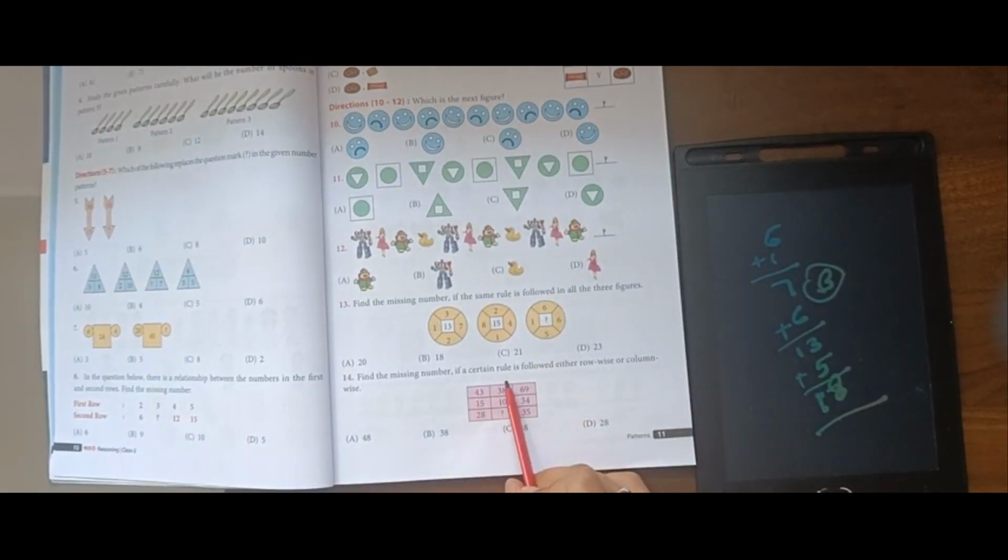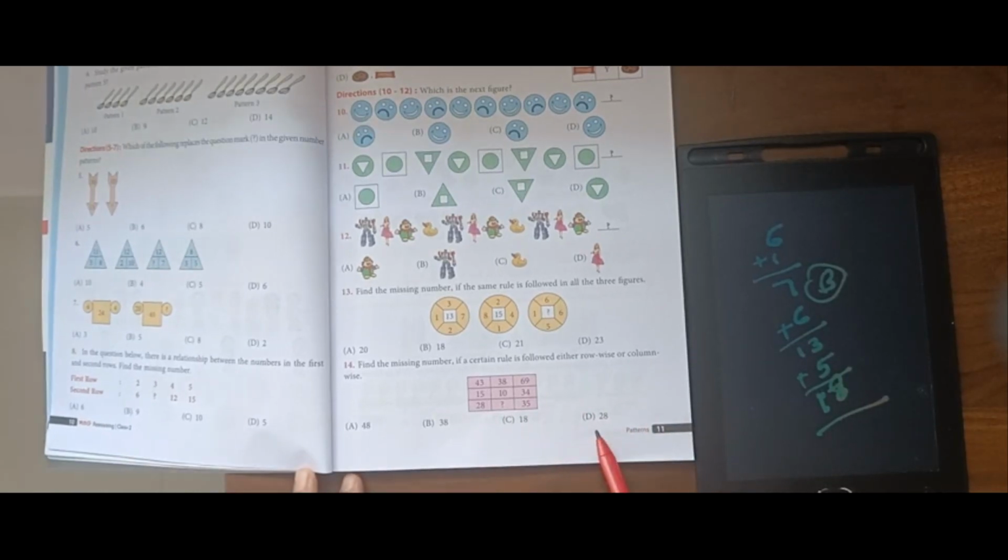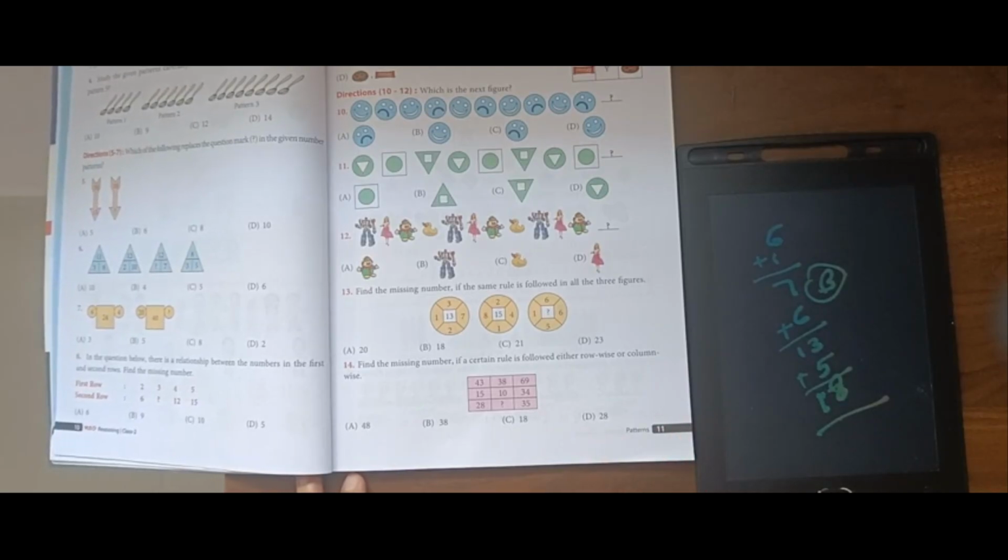Next is find the missing number if a certain rule is followed either row wise or column wise. So kids, do this question yourself and give me the answer in the comment box.